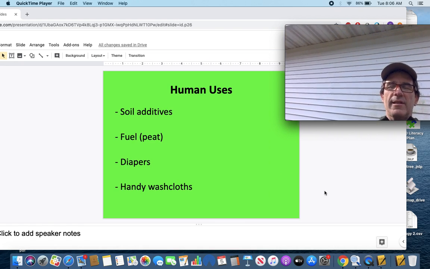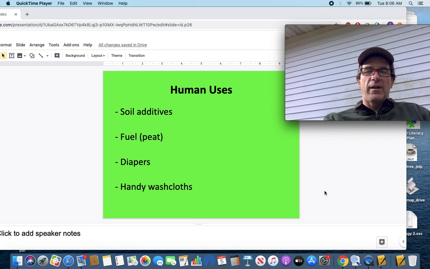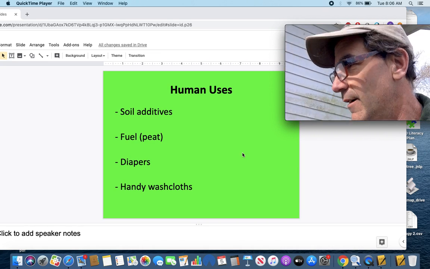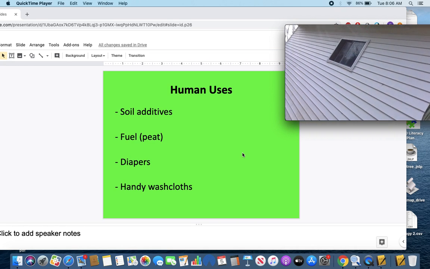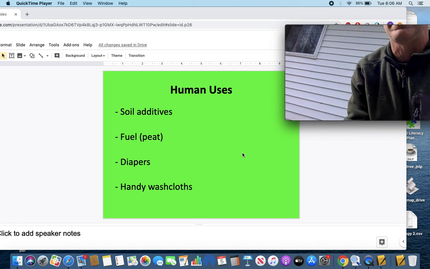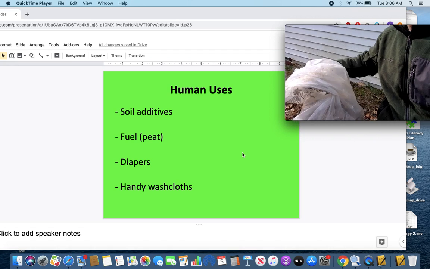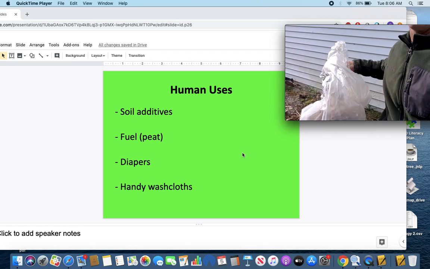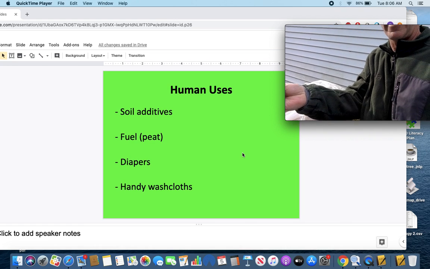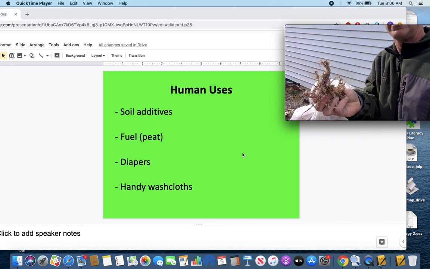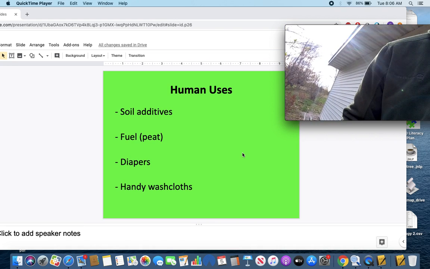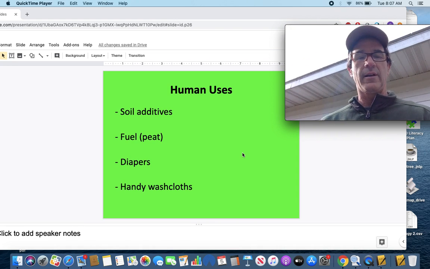Okay, human uses for mosses and bryophytes include soil additives. I have a bag of this over here. I'll show you. This is something we use when we garden. It's called peat moss or sphagnum moss, and stuff looks like this, and we can add that to soil in the garden or containers of plants and things like that, and it helps loosen up the soil.